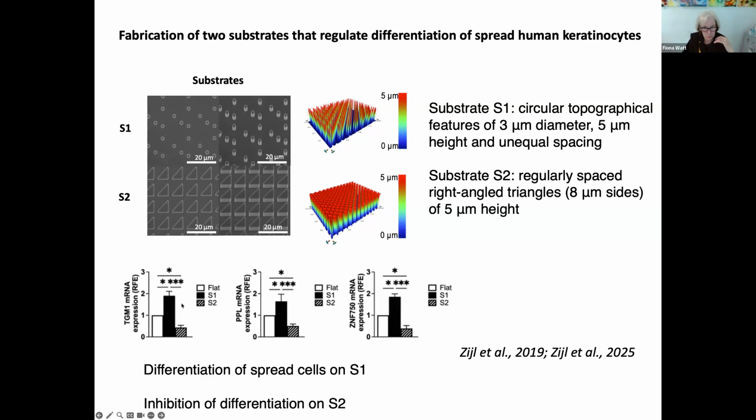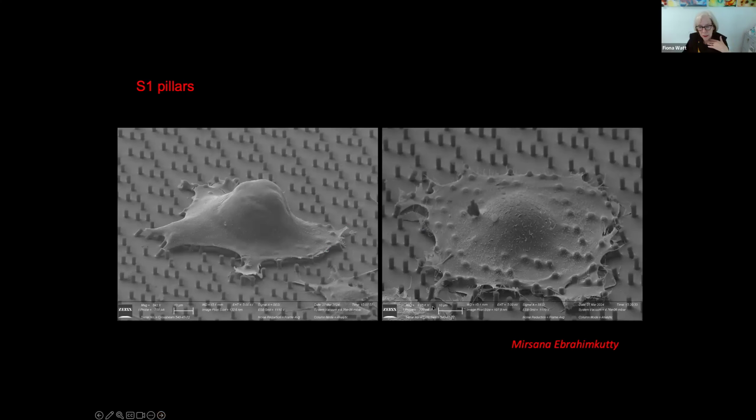to the flat control. We have some scanning EMs which show very nicely, this is the work of Misana, who's a postdoc in my lab, how the cells interact with these substrates. So here's the S1 pillar substrate. You can see two separate cells. And if you look at the edge, you can see how the cell appears to be exerting force on the pegs. And I like this image here because you can see the pegs don't penetrate the cytoplasm, but the cytoplasm over the pegs is very thin.